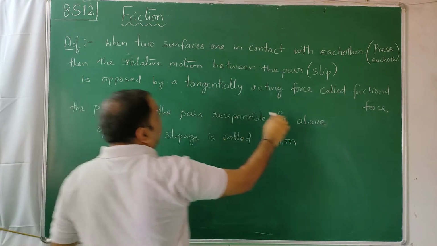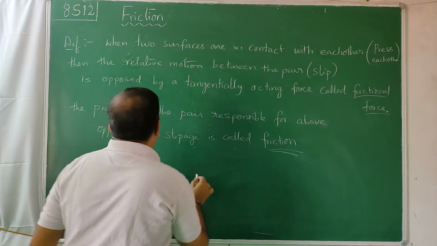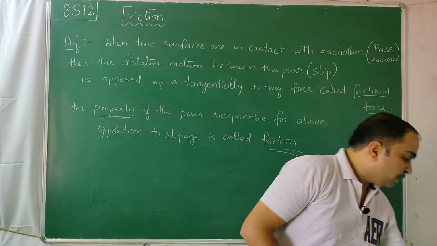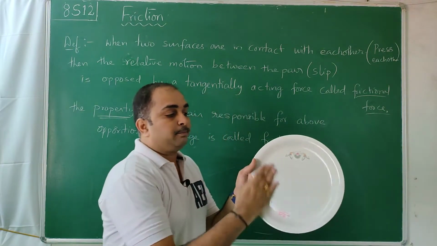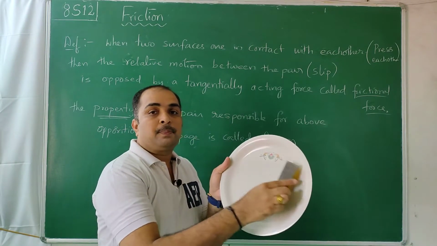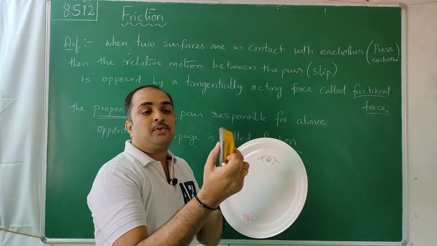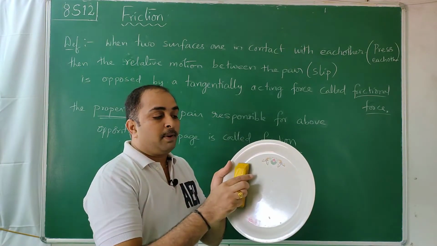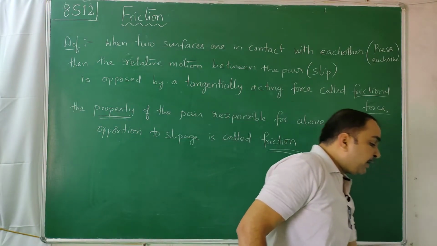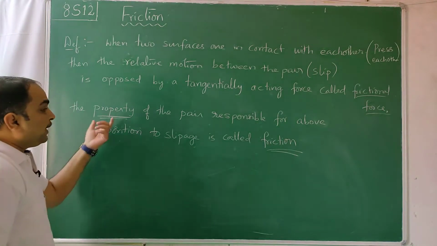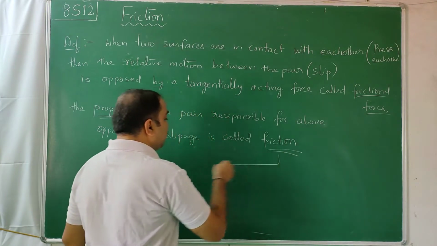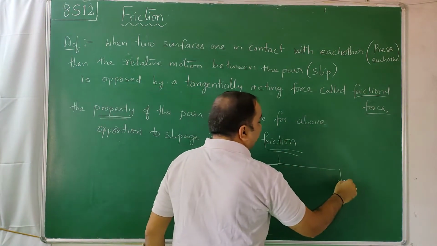So frictional force is a force. Friction is a property. What property? Property of the pair. Suppose this is a ceramic plate. On this you try to glide this wood. Easy to glide. Now try to take this rubber sponge. It is a little difficult to glide. So the pair has a property. That property of the pair is called friction, and that friction depends on several factors.